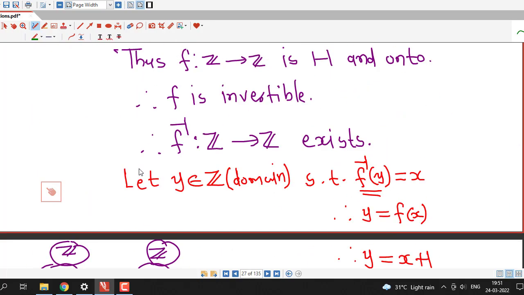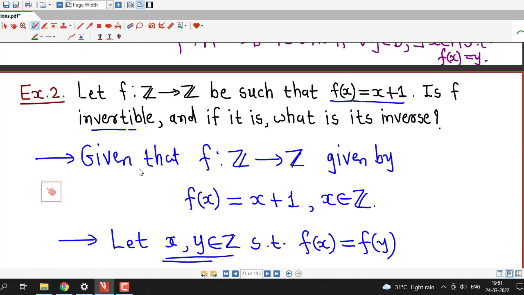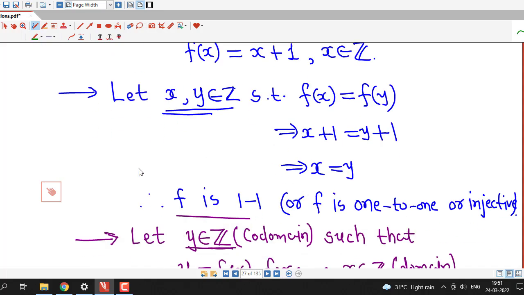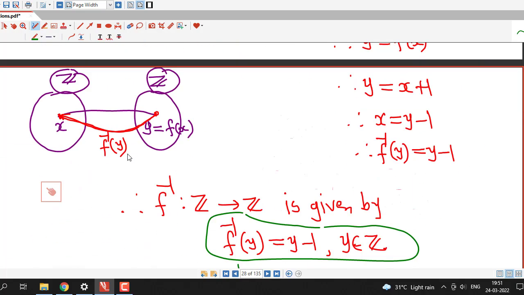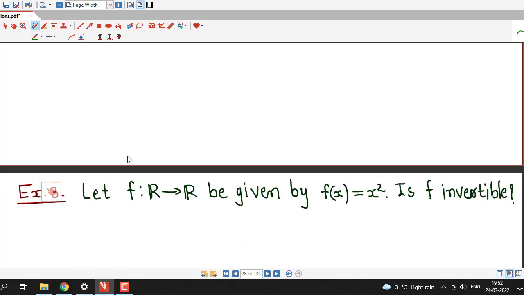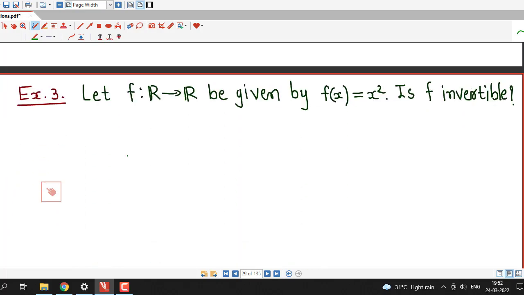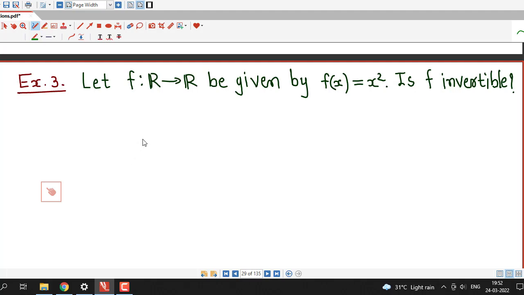So in this way we can decide the inverse of a given function if it is 1 to 1 and onto. If it is not 1 to 1, f inverse does not exist. If it is not onto, f inverse is not defined. So f inverse is defined if our function is 1-1 and onto. Now we consider this example number 3.